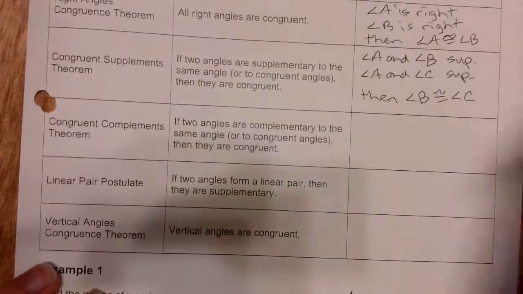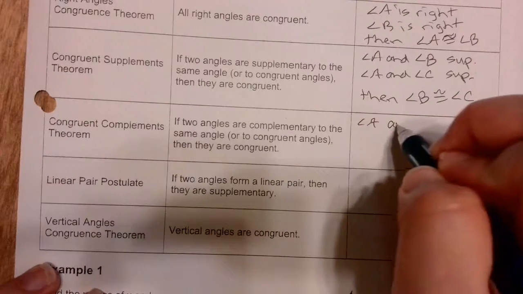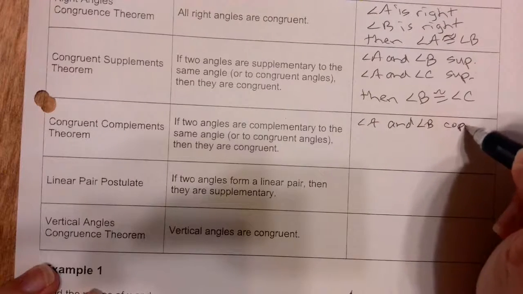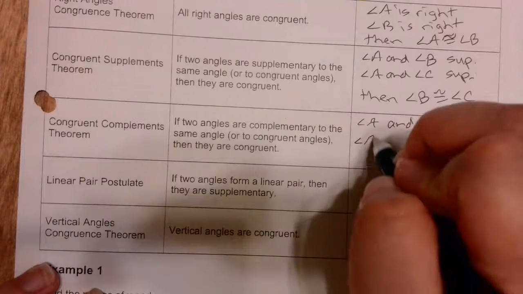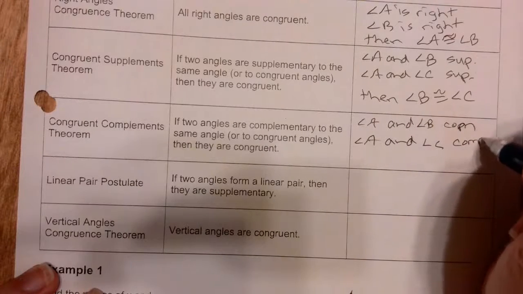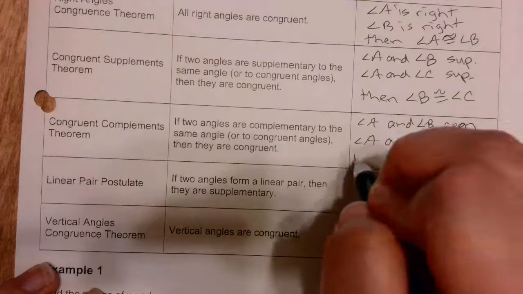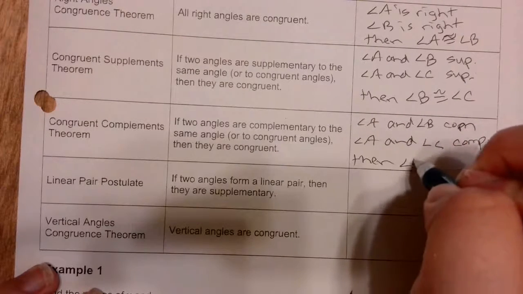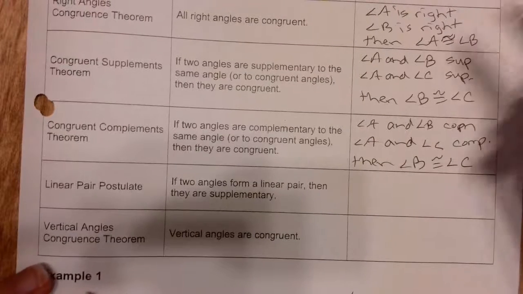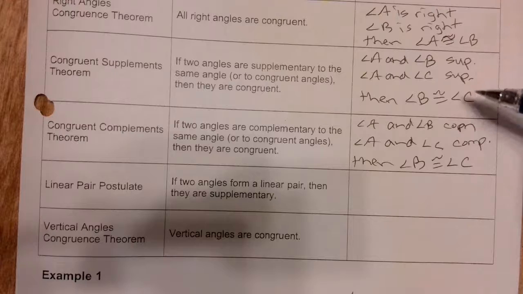The congruent complements theorem, same idea. Angle A and angle B are complementary, or complements. Angle A and angle C are complements. Then angle B is congruent to angle C. Same idea. If A and B add up to 90 and A and C add up to 90, then B and C have to be the same size because otherwise they wouldn't add up to the same number.